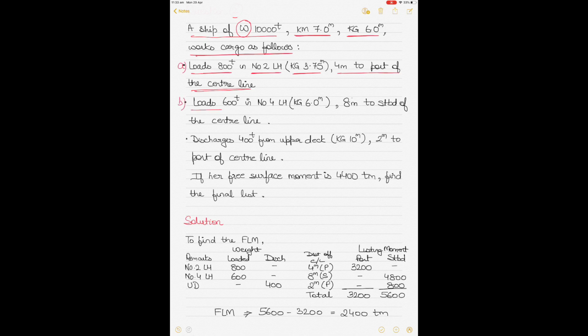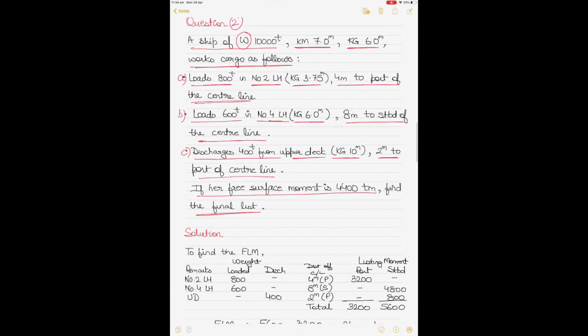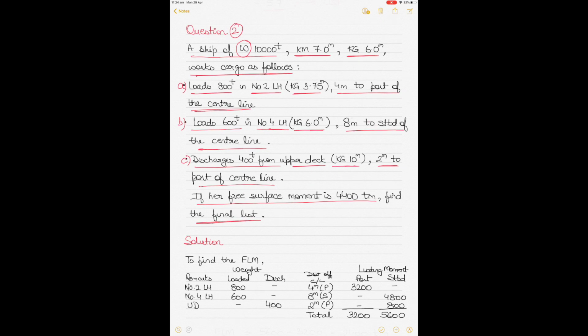The second operation was the cargo loaded was 600 tons in number 4 lower hold, KG was 6 meters, and the cargo was loaded 8 meters to starboard side of the center line. The third operation was that cargo of 400 tons was discharged from upper deck, KG 10 meters, and it was done from 2 meters to the port of center line. If free surface moment is 4400 tons meter, find the final list. I'll tell you what free surface moment is as we go below.